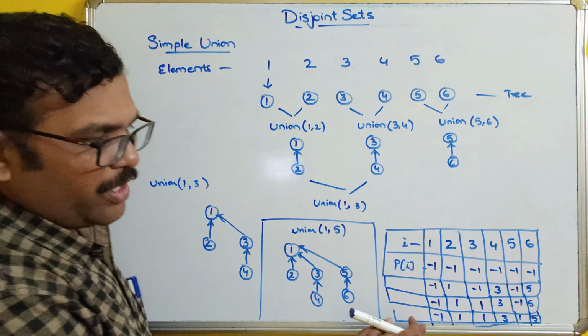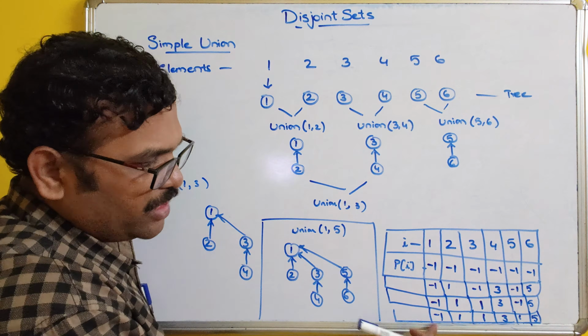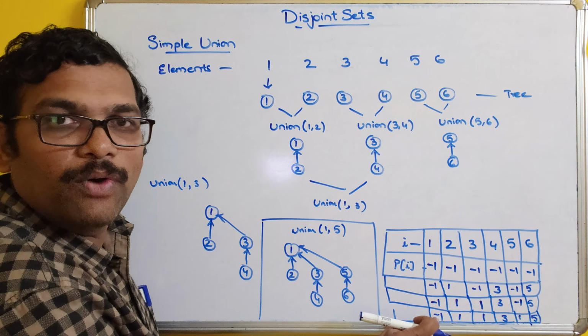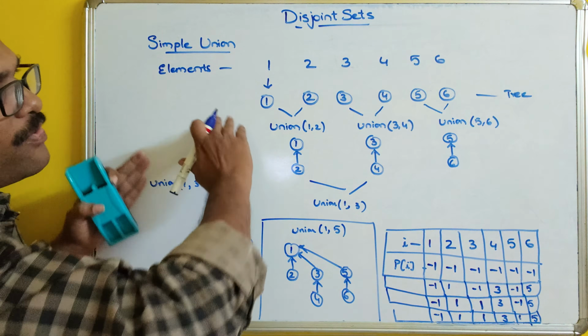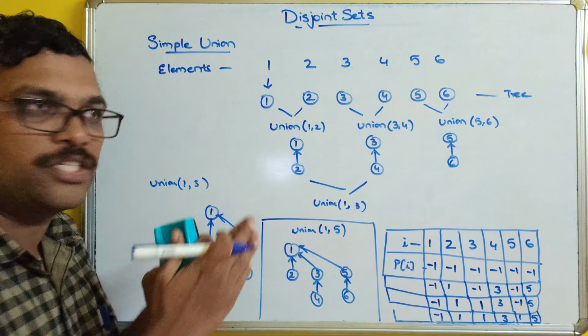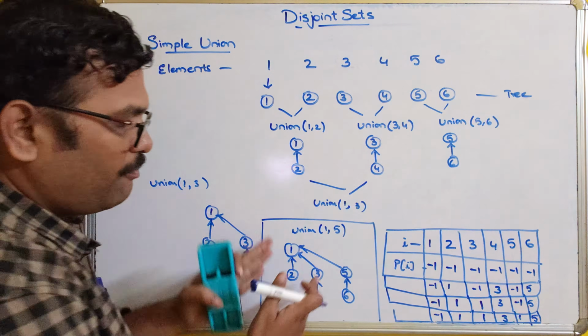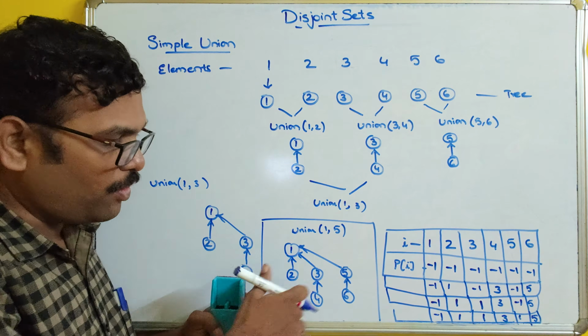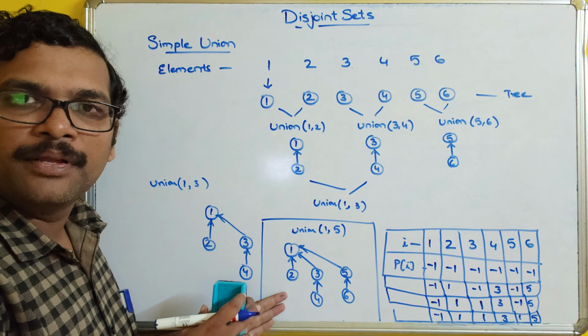Right? Now you can observe there is only one -1 here. That means only one root. So this is a root. After performing the union operation on all these elements, we got this particular tree, which is having only one root followed by different children.